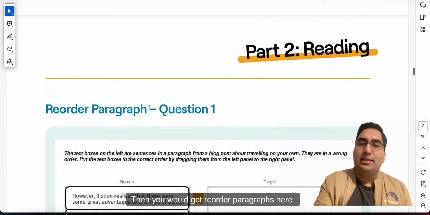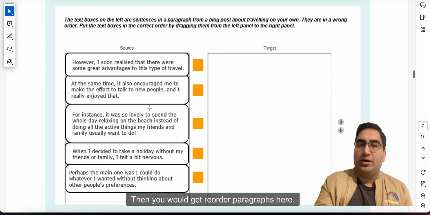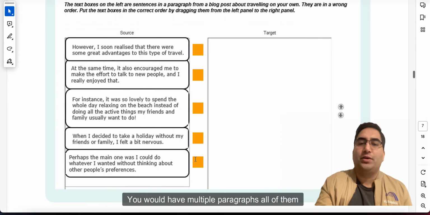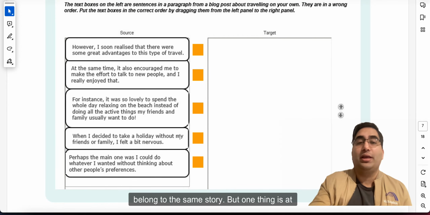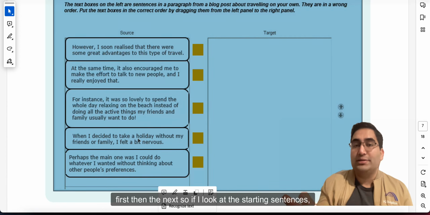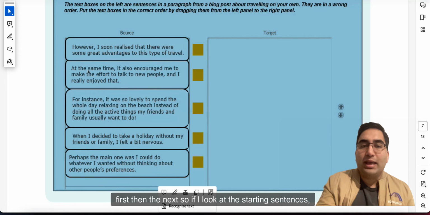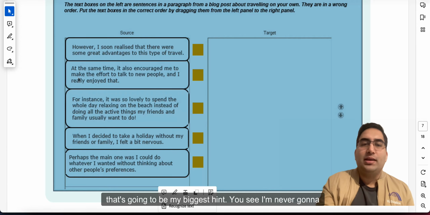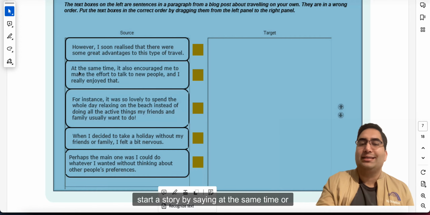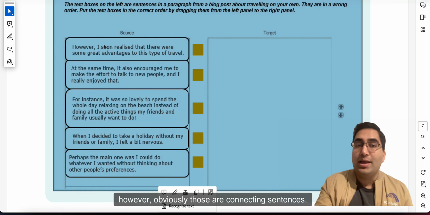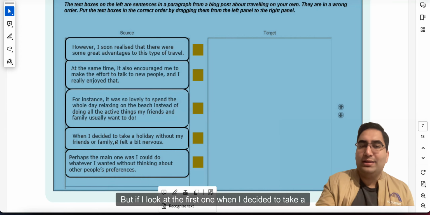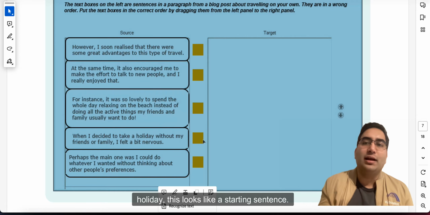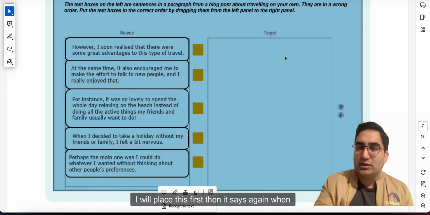Okay? Then you would get reorder paragraphs. Here you would have multiple paragraphs. All of them belong to the same story. But one thing is said first, then the next. So if I look at the starting sentences, that's going to be my biggest hint. You see, I'm never going to start a story by saying "at the same time" or "however." Obviously, those are connecting sentences. But if I look at the first one, "when I decided to take a holiday," this looks like a starting sentence. I will place this first.